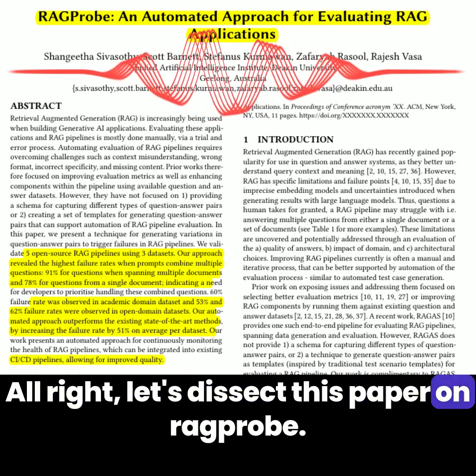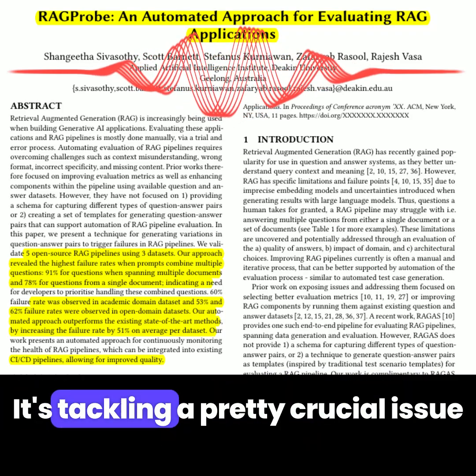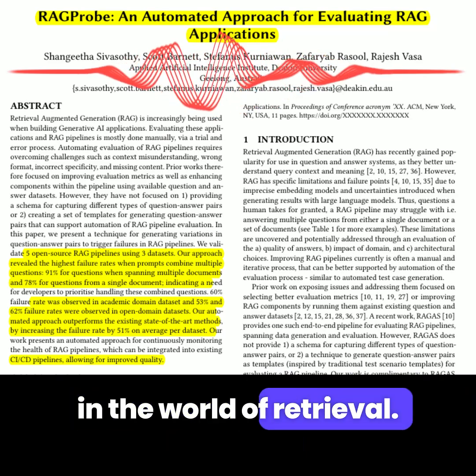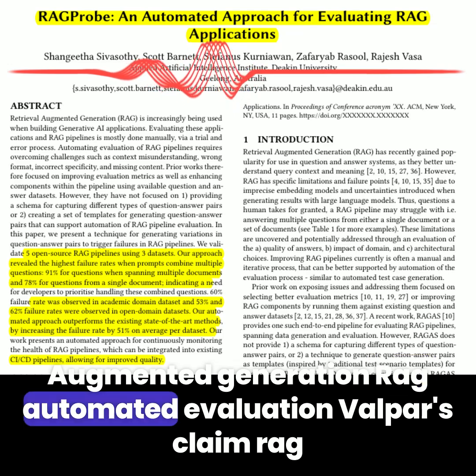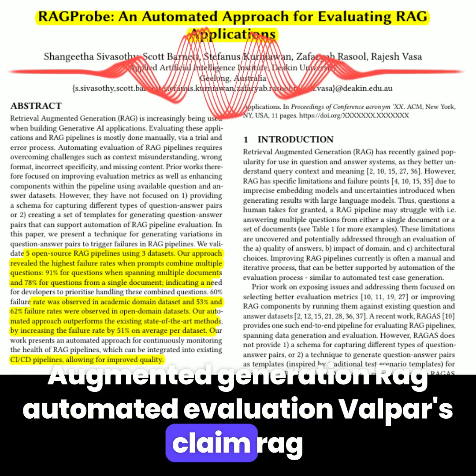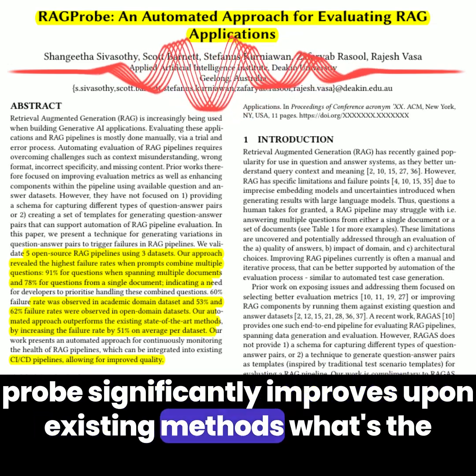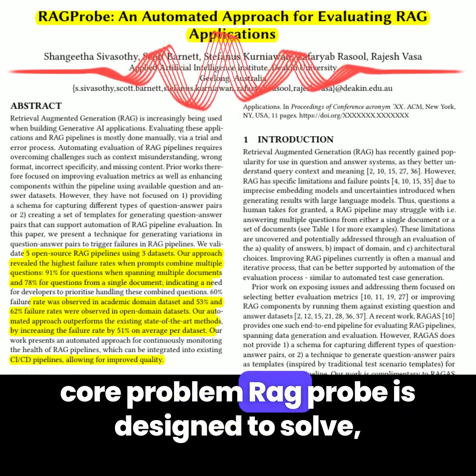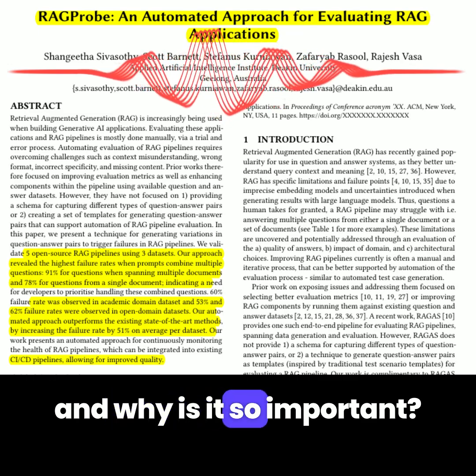All right, let's dissect this paper on RAGProbe. It's tackling a pretty crucial issue in the world of retrieval augmented generation, RAG, automated evaluation. The authors claim RAGProbe significantly improves upon existing methods. What's the core problem RAGProbe is designed to solve, and why is it so important?